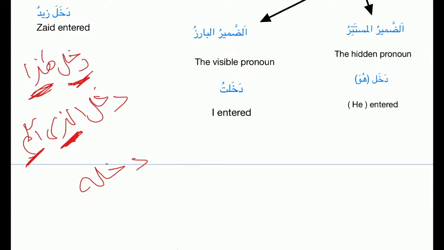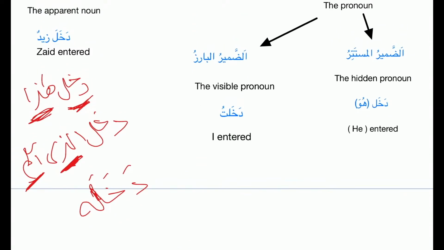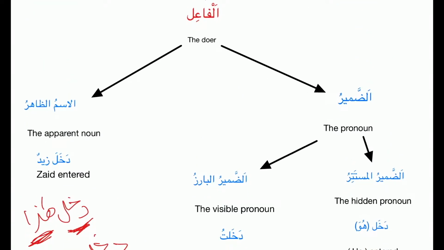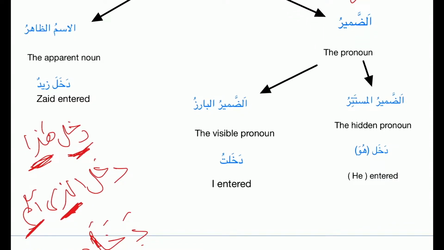Okay, so let me tell you. Now, suppose, this is a good example. Dakhaltu, I entered. So this is not ism zahir. Why? Because it is zamir. Now understand my point. So the fa'il can be in the form of ism zahir, right? Or it can be in the form of a pronoun, zamir. And zamir can be in two forms. It is mustatir, hidden, or bariz, visible.